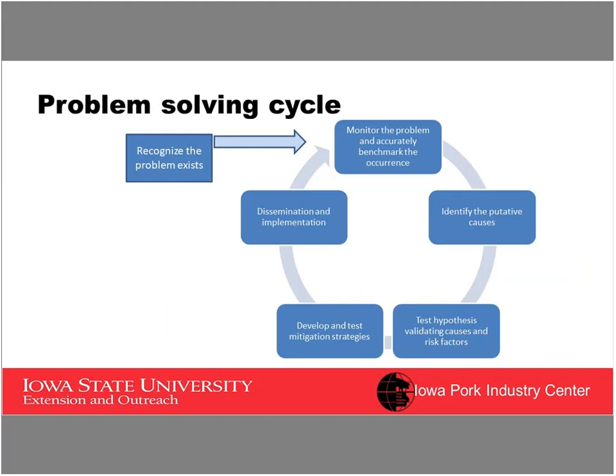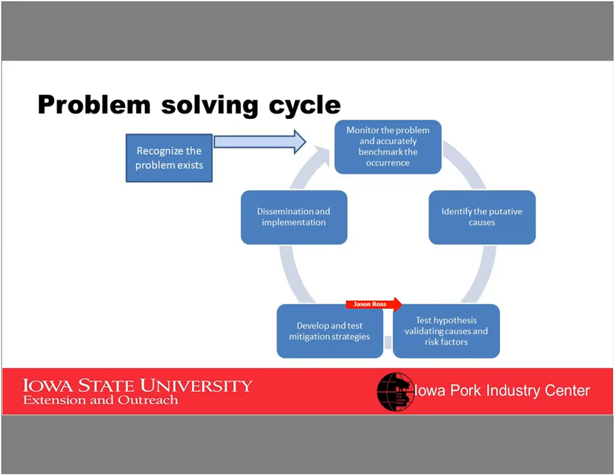So this is really the paradigm that we've used in looking at pelvic organ prolapse. As you can see, we've recognized that the problem exists and has existed. So we're in the process now of accurately benchmarking the occurrence of pelvic organ prolapse as a percentage of sow deaths in the industry. We're pursuing the identification of putative causes. And by the end of this project, it was our objective to have testable hypotheses that we could pursue to validate causes and risk factors of pelvic organ prolapse.